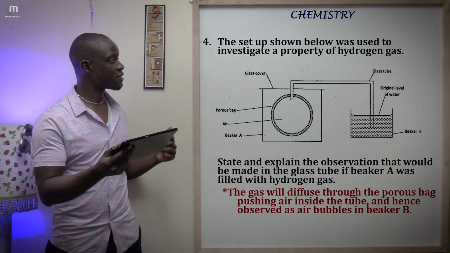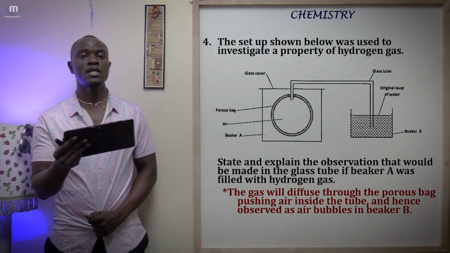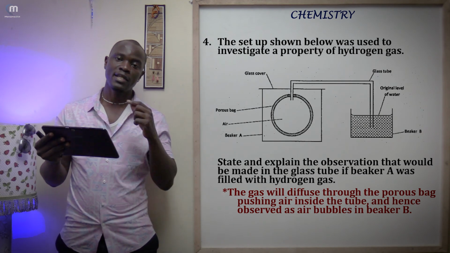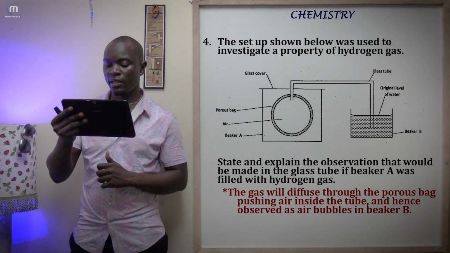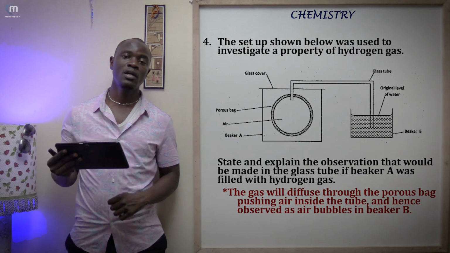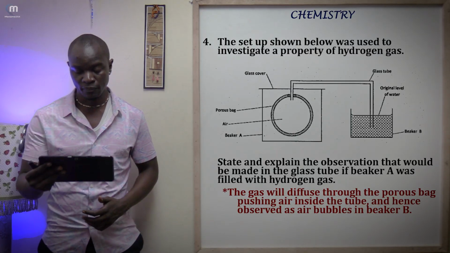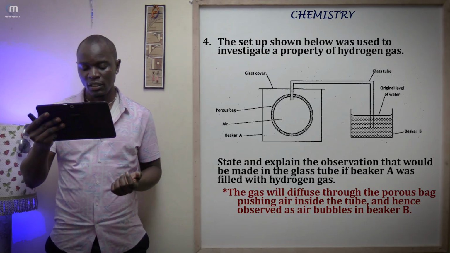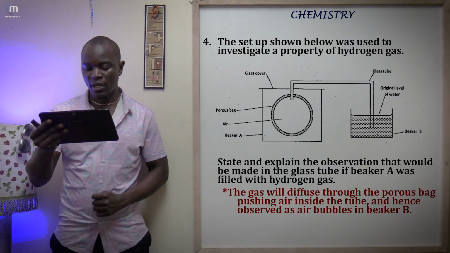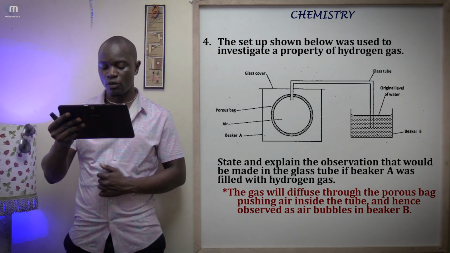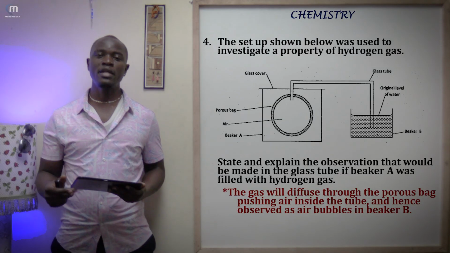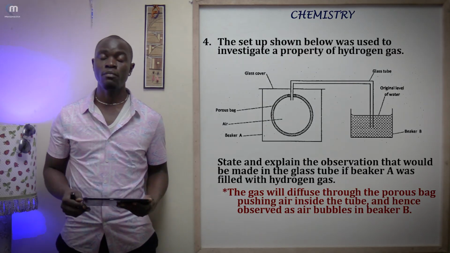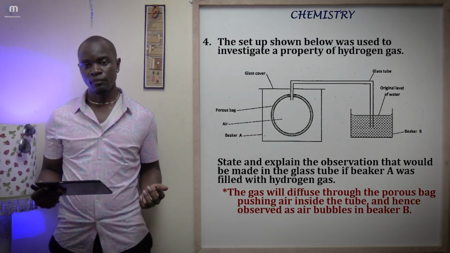We have the glass cover, the porous bag, air, then beaker A. Where that circle is, that is beaker A. Then we have the glass tube original level, and then beaker labeled B. The question is asking, state and explain the observations that will be made in the glass tube if beaker A was filled with hydrogen gas. So what will happen in the surrounding of beaker A if it is filled with hydrogen gas?